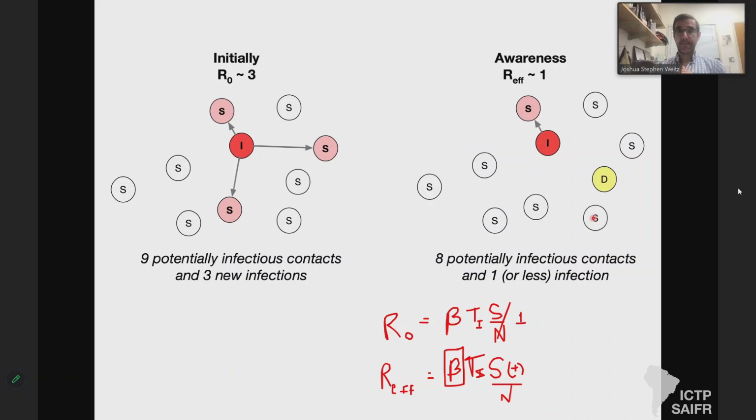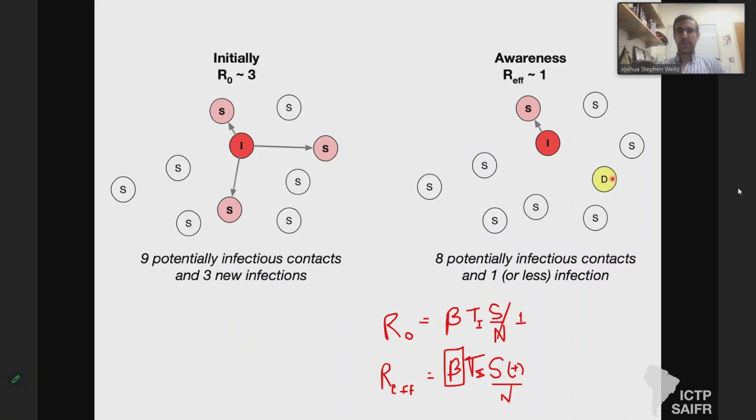In the first case, there were 9 potentially infectious contacts, 3 new infections. In the second case, there were 8 potentially infectious contacts, 1 or less infection. One person is dead, but the difference between those two cases, it seems to me, is awareness.